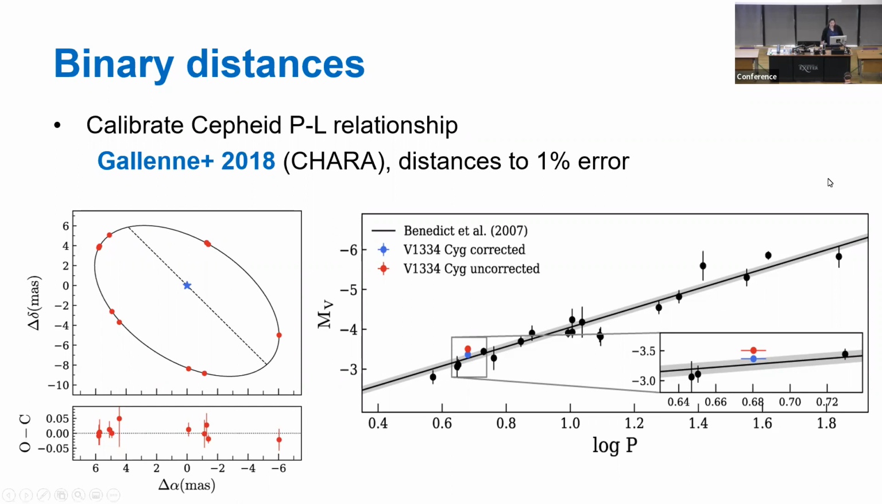So again, it's really important to calibrate all the different rungs of the distance ladder, since they're going to propagate outwards into all other areas of astronomy, stellar and extragalactic astronomy. So we want to make sure that we're doing the best we can by comparing them to the binary distances.